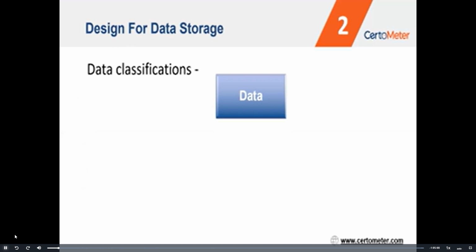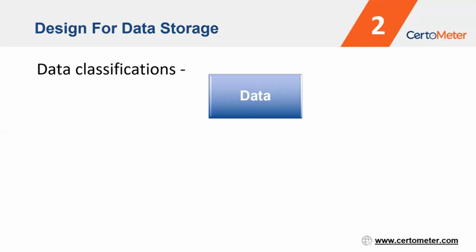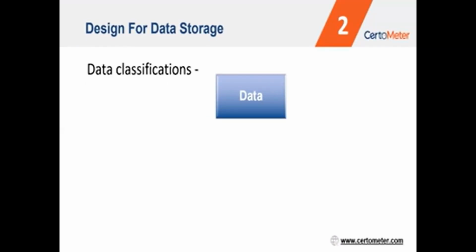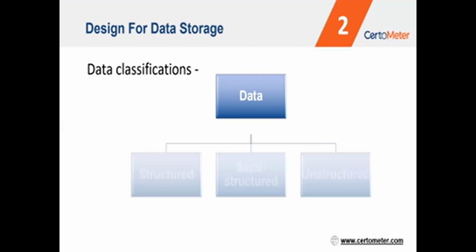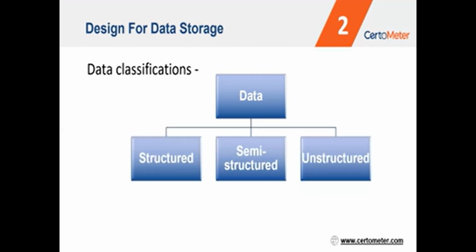So what is data? Data means some kind of information which is available. So we can classify the data into three types. What are they? The first one is structured, the second one is semi-structured, and the third one is unstructured.